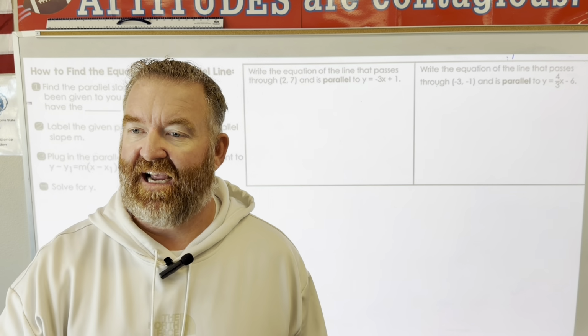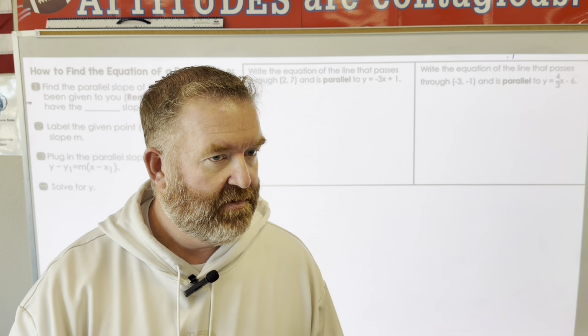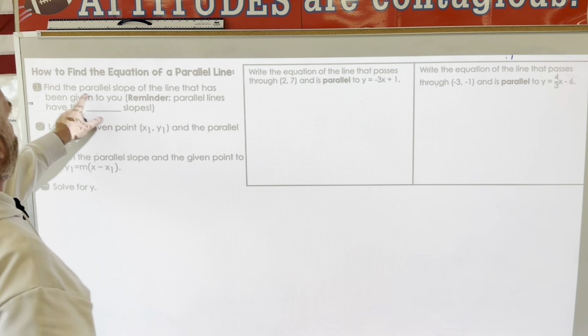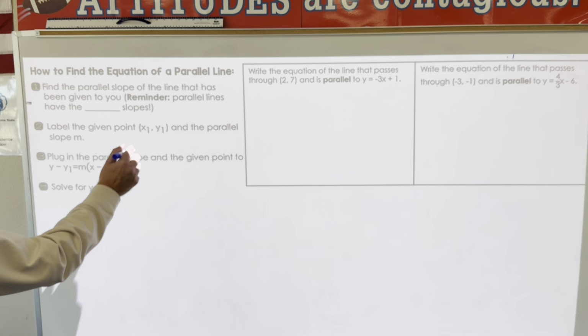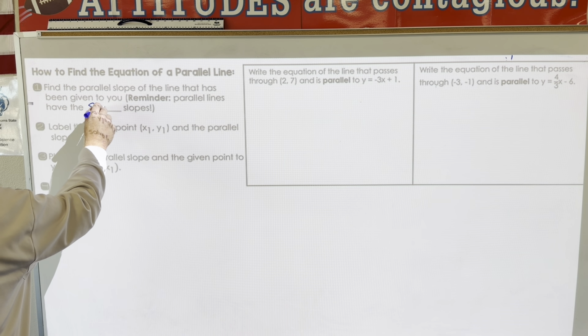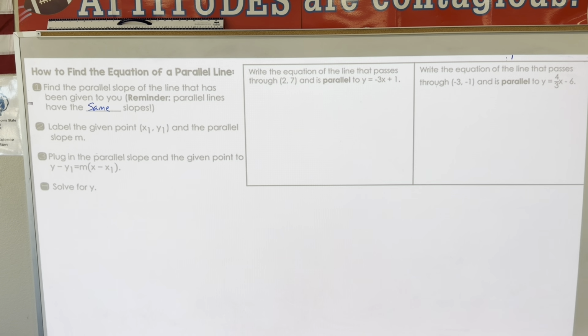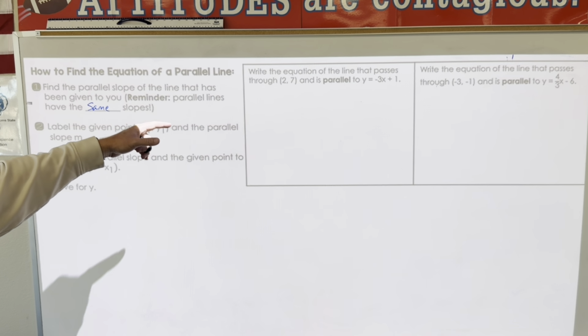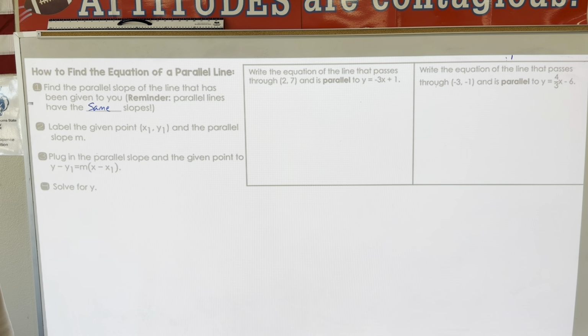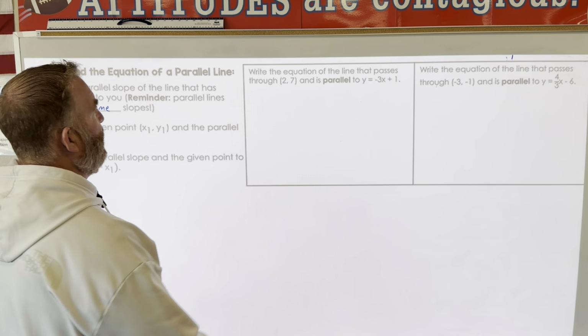Parallel means same slope, agreed? So watch what happens. What we're going to do is find the parallel slope of the line that has been given to you. Parallel lines have the same slope. I'm not worried too much about the examples over here, the words. But you do need to remember that parallel lines are the same slope, okay? Same slope.